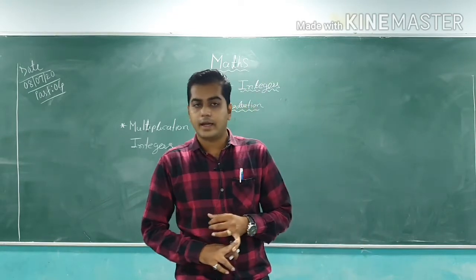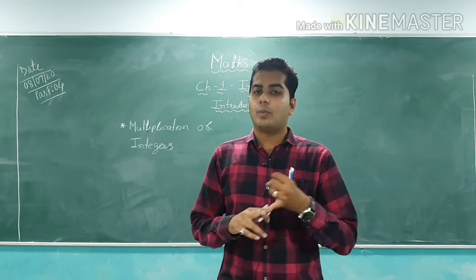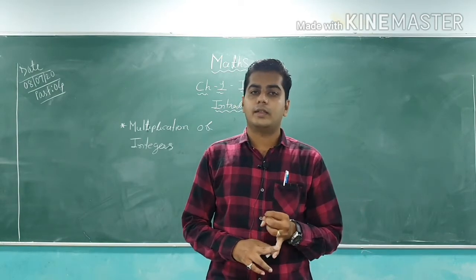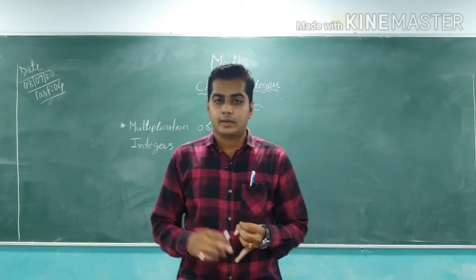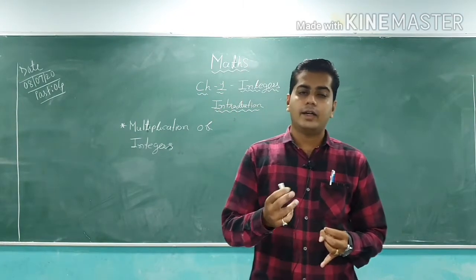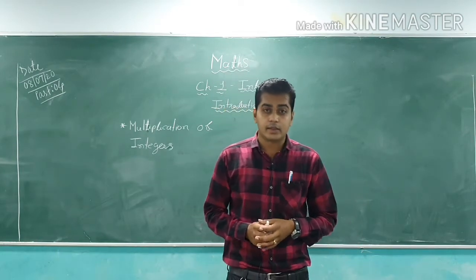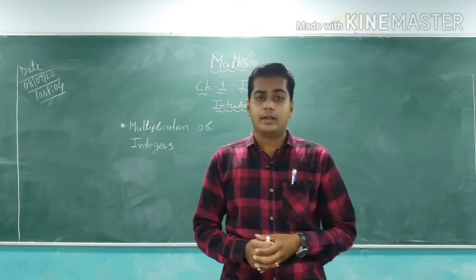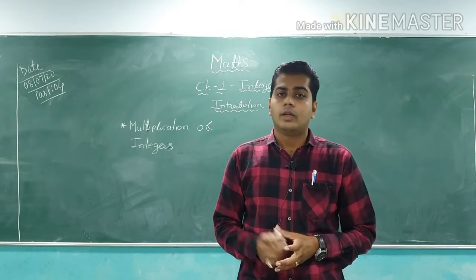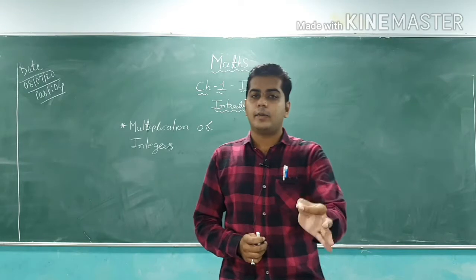Then after that we learn addition of integers, right? Then after that we learn properties of addition. What kind of properties are there? Commutative property, associative property, and the additive identity. So what is additive identity? Additive identity is 0. 0 is the additive identity for addition. How? If you add any integer with 0, you will get the same integer.